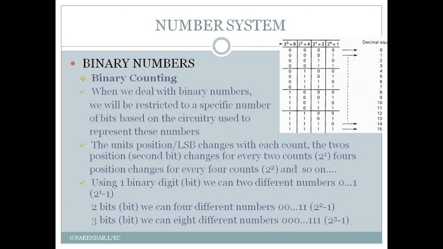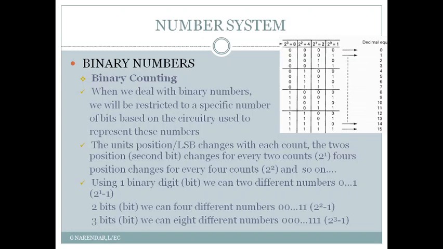And you can see that in the LSB position, the bits will alternate 0 and 1, 0 and 1. So the units position or LSB changes with each count. If you observe the 2's position, the second bit position changes for every 2 counts. For the first 2 counts it remains at 0, the next 2 counts it remains at 1, and for the next 2 it remains at 0, and the next 2 counts it remains at 1, and so on.